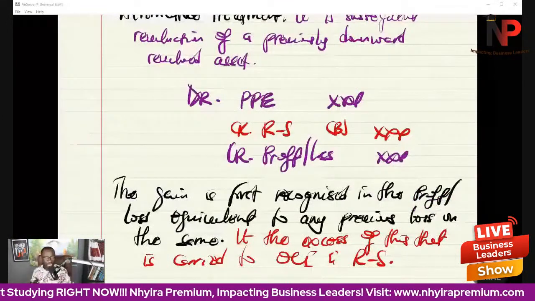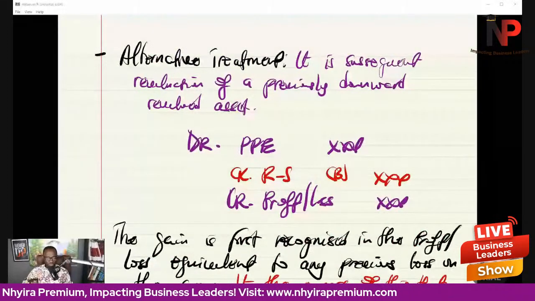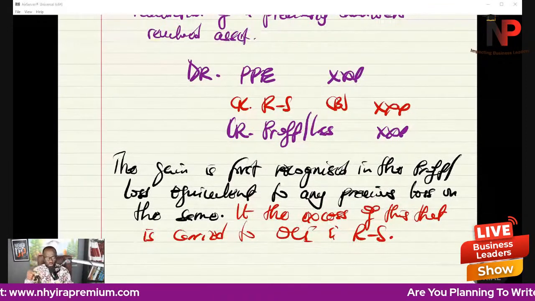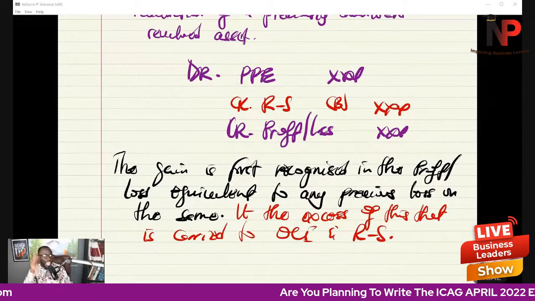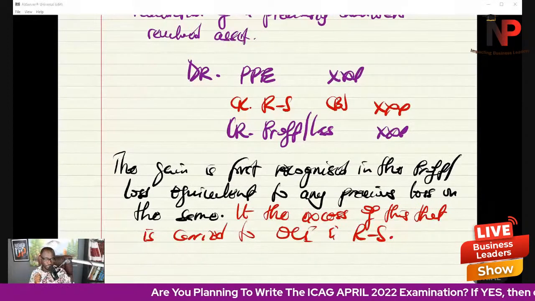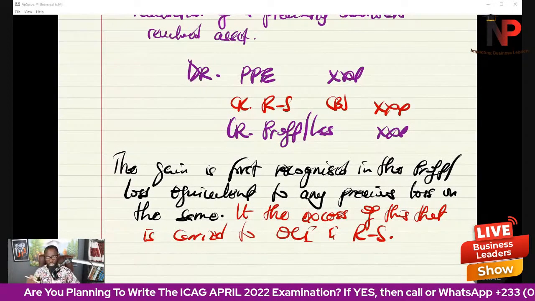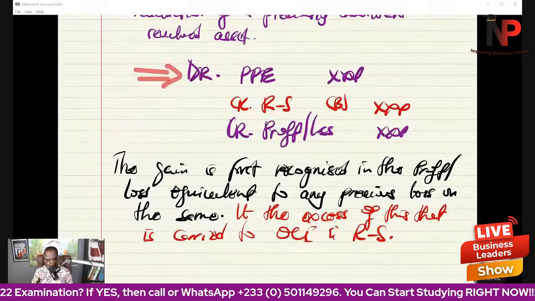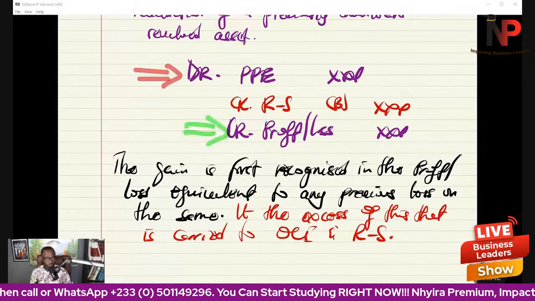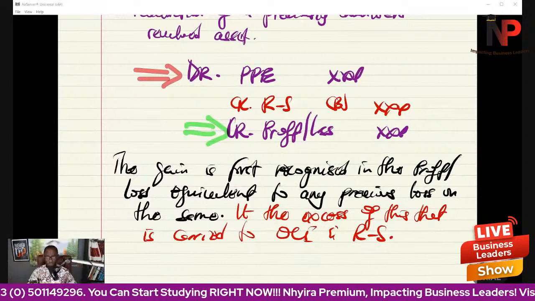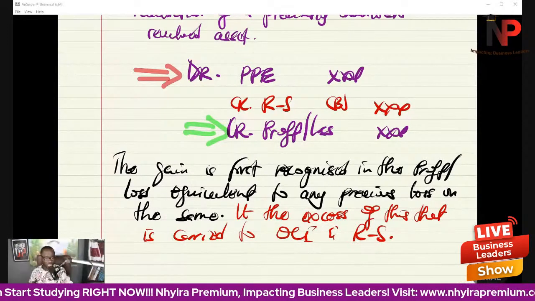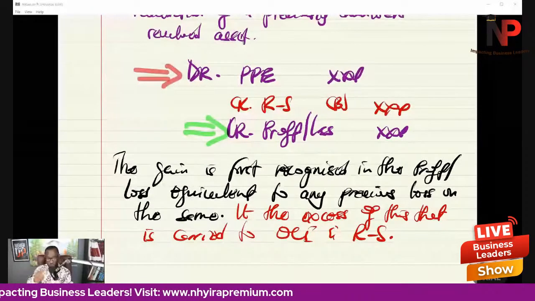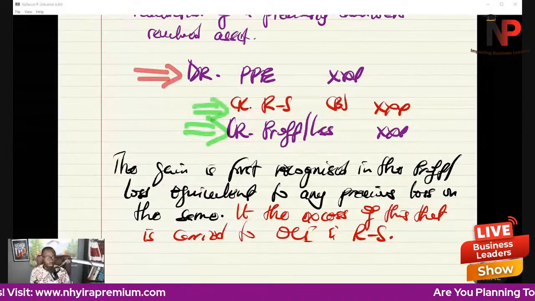So what we said is that the gain is first recognized in the profit or loss account, equivalent to any previous loss on the same asset. It is the excess that will be carried to the OCI and the revaluation surplus account. So the journal entry is that, yes, it's a gain, we will debit PPE, but then we will first credit the profit or loss account. If there is still more surplus after crediting the profit or loss account equivalent to the previously recognized loss, the previous year's loss, then we will bring the excess into the revaluation surplus account.